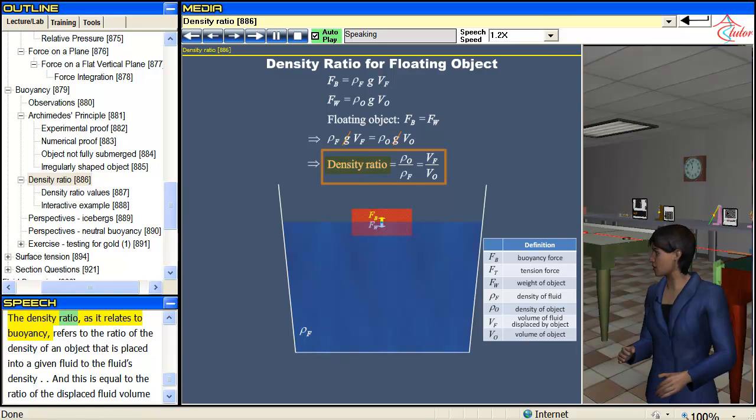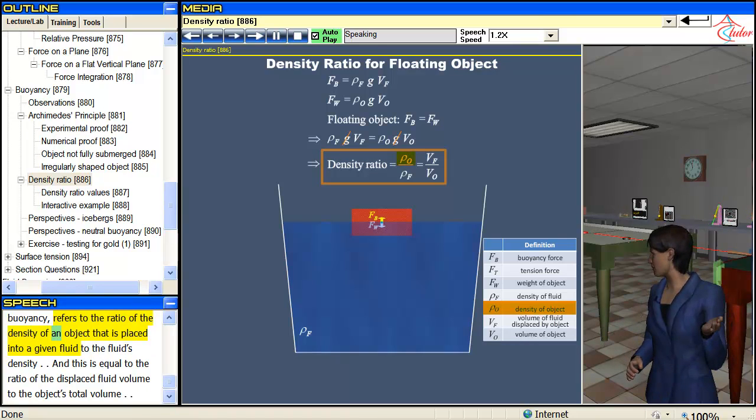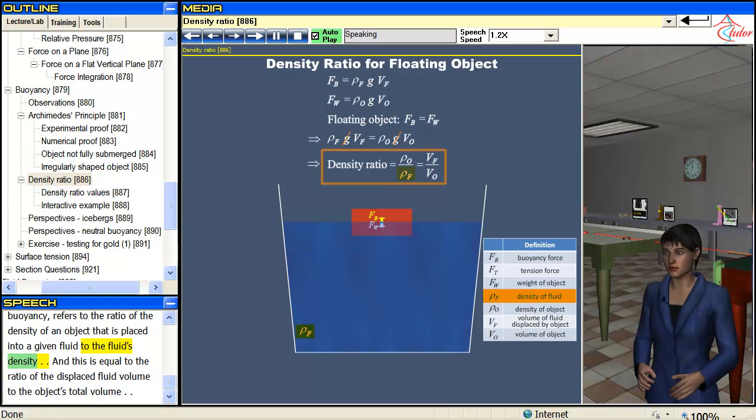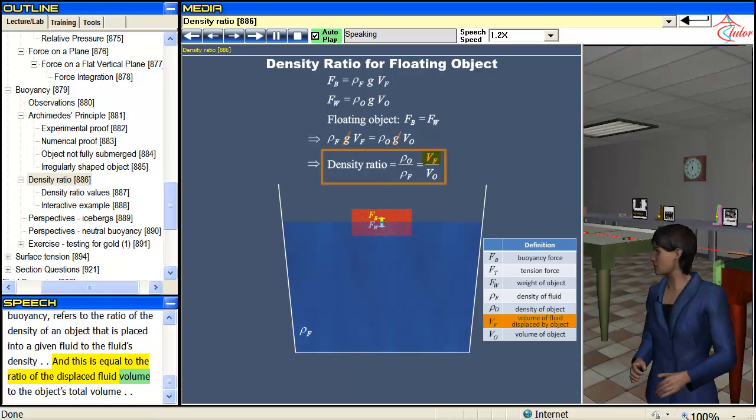The density ratio, as it relates to buoyancy, refers to the ratio of the density of an object that is placed into a given fluid to the fluid's density, and this is equal to the ratio of the displaced fluid volume to the object's total volume.